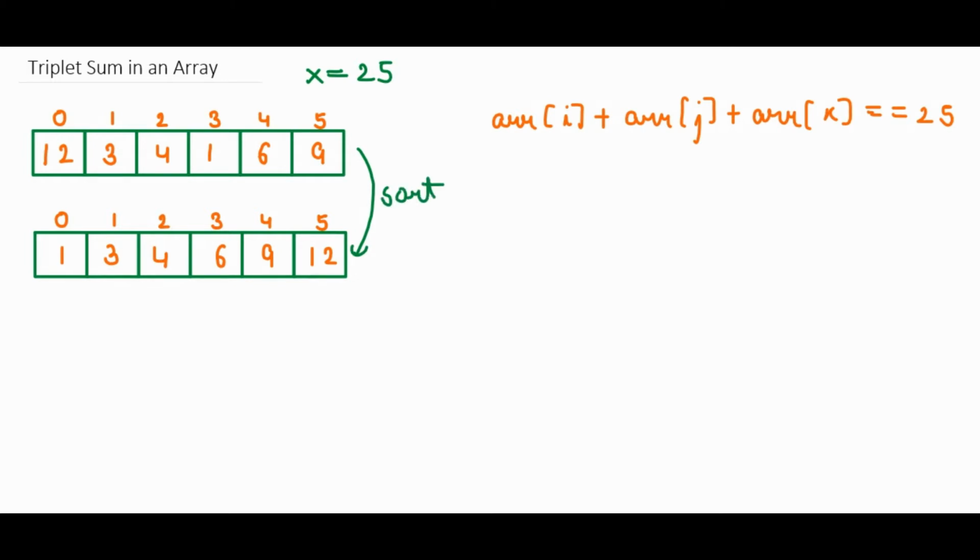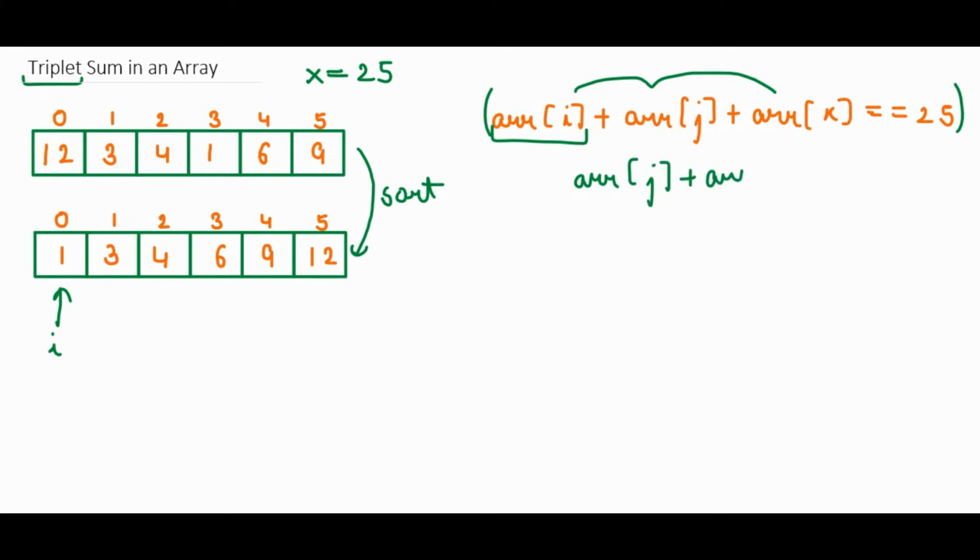Let's see how. First of all, what we will do is we will fix our i. So that means one of the elements from the triplet we have fixed here, okay, for this traversal. So what will happen here, we have this equation, right? We have to find the triplet sum, the sum of three elements, to be equal to 25. We have fixed one element, so array of j plus array of k should be equal to 25 minus array of i, right? And array of i is 1, so it is 25 minus 1, which is 24.